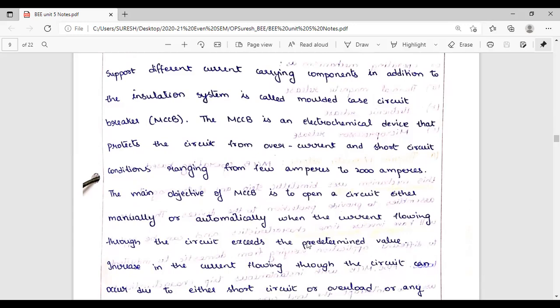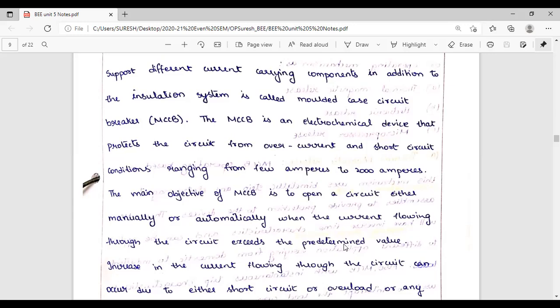What do you mean by predetermined value? Can anyone tell? Okay. Suppose you are setting the current rating for MCCB as 500, that is called the predetermined value. If more than 500 ampere flows, that MCCB will open. It will open the circuit and it will protect the electrical equipment.